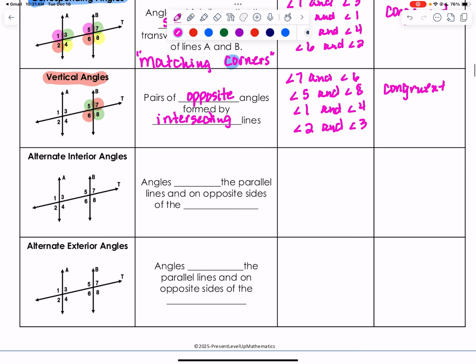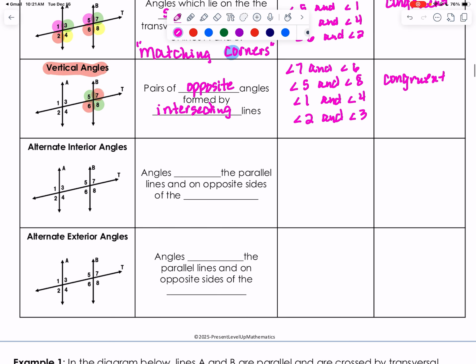Alternate interior angles. Alternate interior angles are angles that are inside the parallel lines and on opposite sides of the transversal. So let me explain what I mean by that. The interior is the area that is inside the parallel lines.